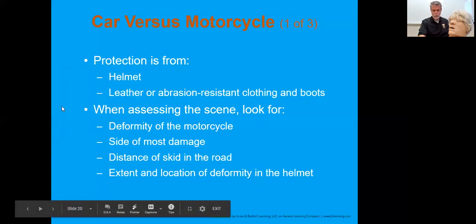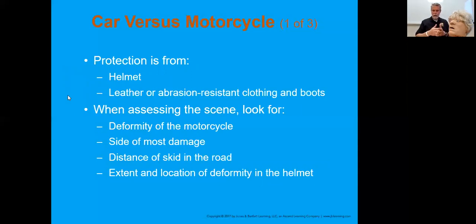The car versus motorcycle: there are different positions where the motorcycle may be struck, which can make a big difference on how far, or if, that person flies from the motorcycle, similar to an ejection. But hopefully they've got some protection on, right?